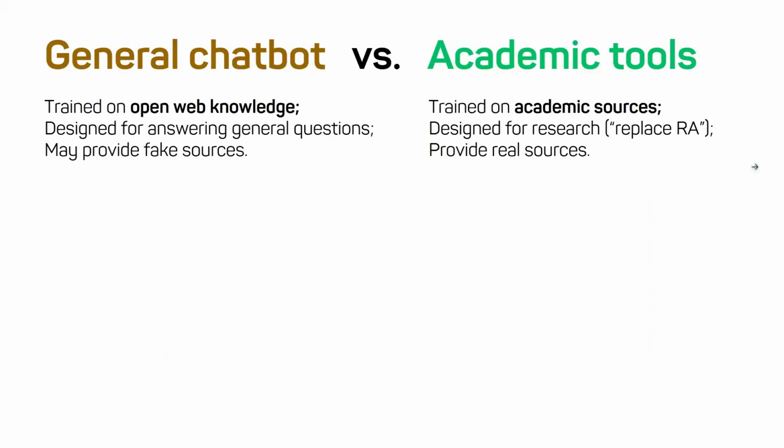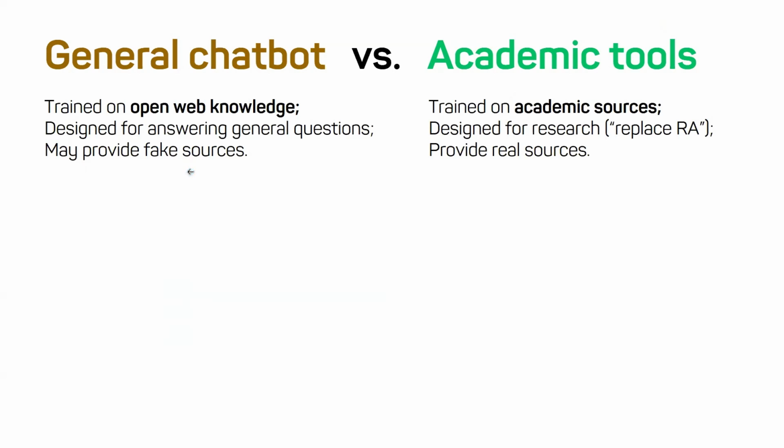So we've mentioned different chatbots and also some academic tools. And here I want to clearly make a distinction between the two. So the general chatbots are basically trained on the open web knowledge, okay? And they are designed for answering general questions. And in the research context, if you ask a general chatbot questions like, please suggest some papers to read, okay? Please suggest some articles in a particular topic. And very likely you will see hallucinations, right?